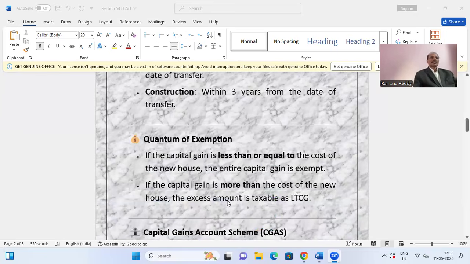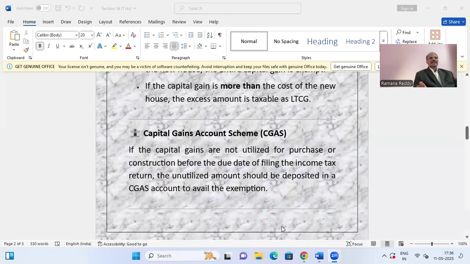Quantum of exemption: if the capital gain is less than or equal to the cost of the new house, then the entire capital gain is exempt. Suppose the capital gain is more than the cost of the new house, then the excess amount is taxable as LTCG.